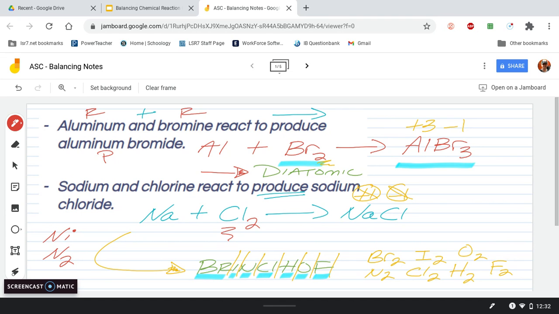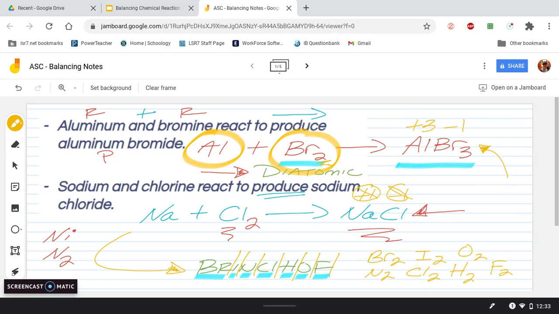Okay, now here's the problem that we have to think about. It's only when they're by themselves. So I don't care about chlorine over here. Chlorine is perfectly fine. It's not by itself. I don't care about bromine here because bromine is in a compound, which I look up charges and crisscross. So diatomic is only in situations where the chemical is alone.